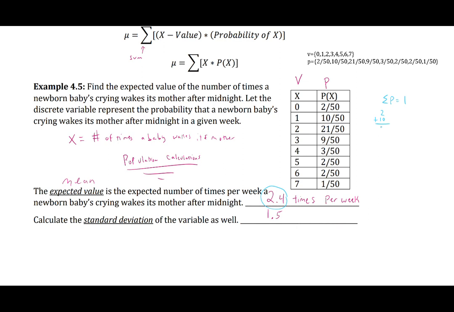2 plus 10 is 12. Since we have a common denominator, I'm just adding the numerators. Plus 21 is 33. Plus 9 is 42. Plus 3 is 45. Plus 2, 4, 5 is 50 with a common denominator of 50. So the sum of all these probabilities is 1.